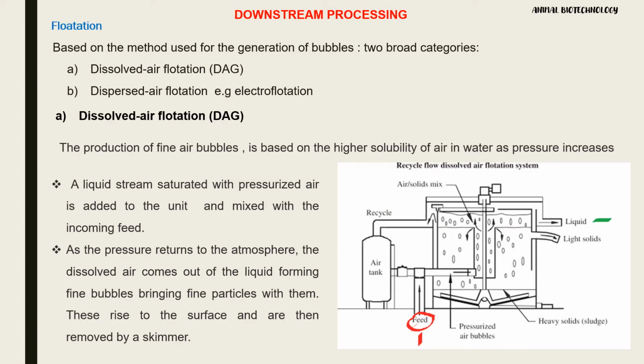Dissolved air flotation method. In this method, a liquid stream saturated with pressurized air is passed into the DAF unit and mixed with incoming feed, as shown in the figure. The feed could be cells and media. As the pressure returns to normal atmospheric pressure, the dissolved air is released into the media as small bubbles. These bubbles coalesce with the particles, increase the buoyancy, and rise up to the surface. They can then be removed by a skimmer.